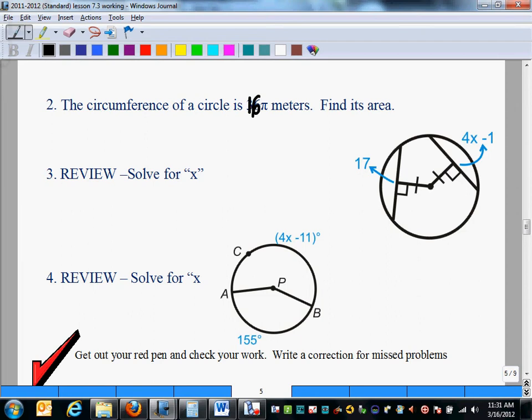This is how I want you to read the problem. It says the circumference, underline the word circumference, of a circle is 16 pi. Find the area. Students, the first thing I usually hear after you supposedly read stuff is, what should I do? And I'm going to come back with, what can you do?